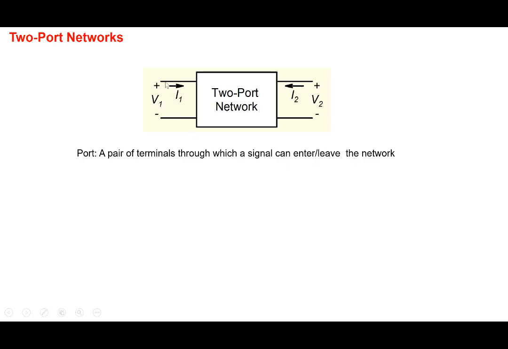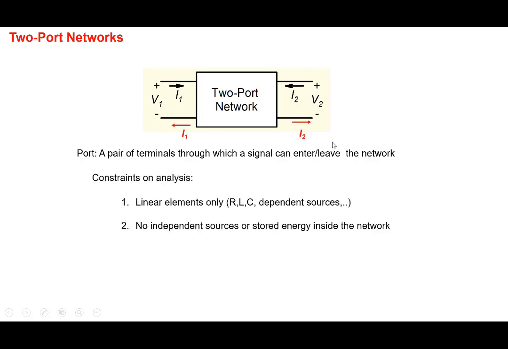And so we define a voltage across this pair of terminals, V1. The current we define, the convention is current entering is taken as I1. Similarly, we define V2 here and I2 here. And of course, the current I1 goes here and leaves here, and the current I2 leaves here.